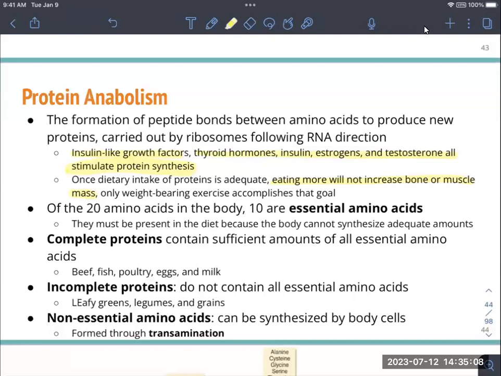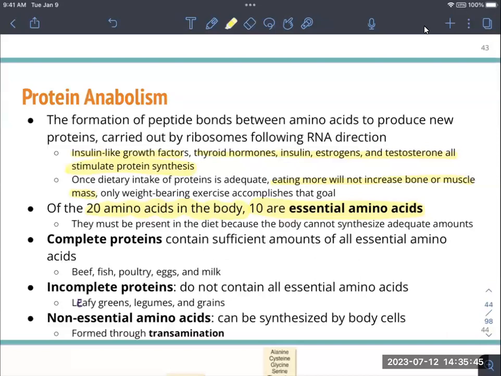So there are 20 amino acids in our body. 10 of them are essential, which means we need to take them in. We cannot make them. So complete proteins are specific foods that contain all of the amino acids that our body needs. Beef, fish, poultry, eggs, milk, these are considered complete proteins. They have everything you need in them.